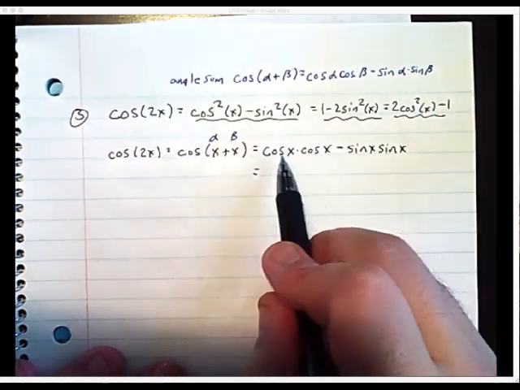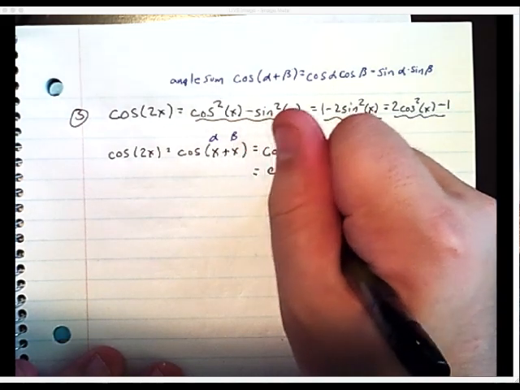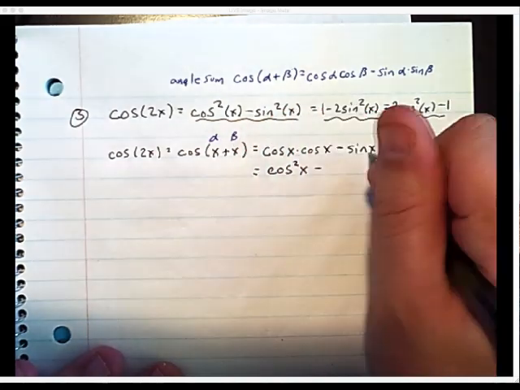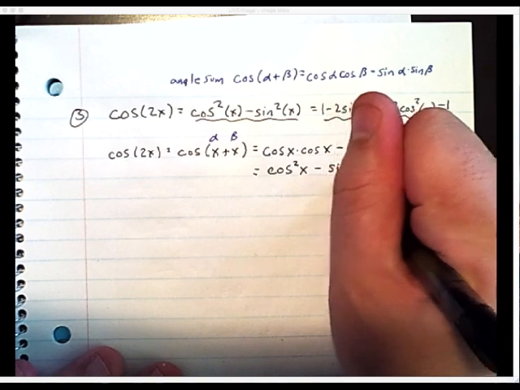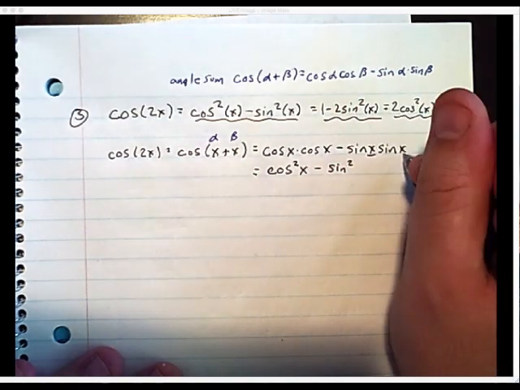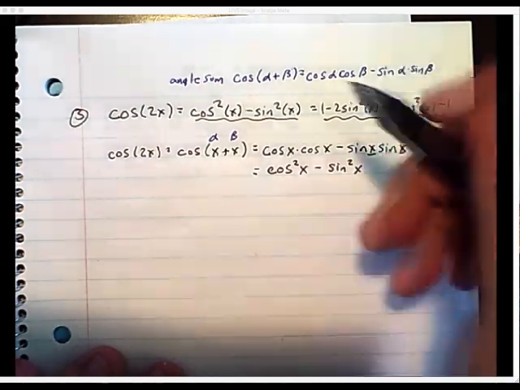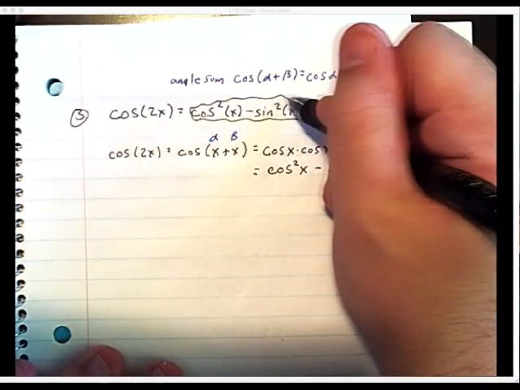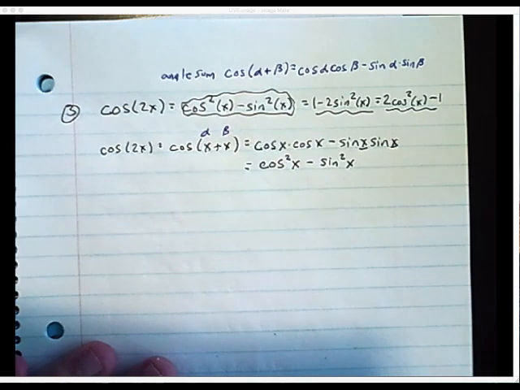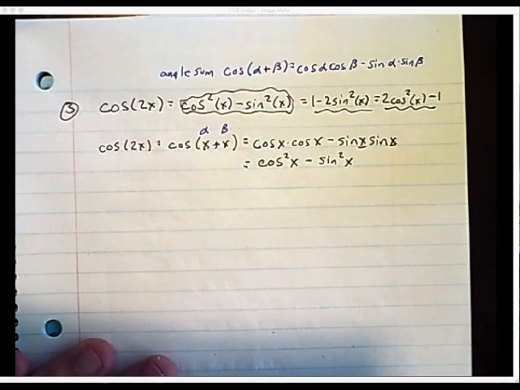And since you're doing cosine times another cosine, you can write that as cosine squared. And sine times sine is sine squared. And you can do that since the arguments are the same. If the arguments were not the same, you could not do it. So I proved the first part. Okay, so that part is done.